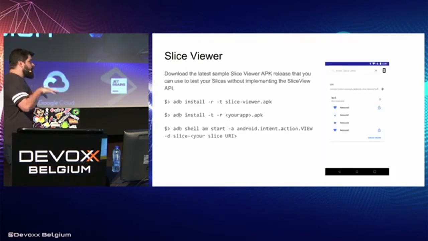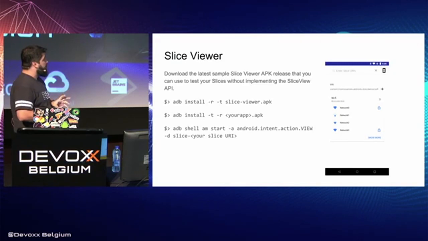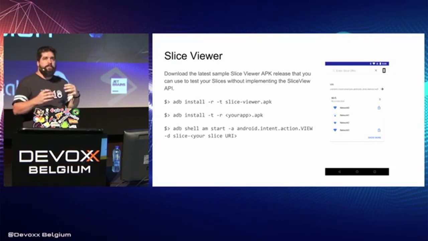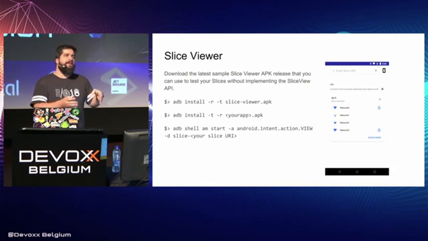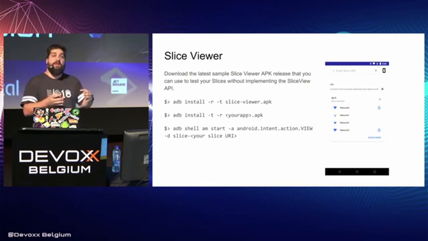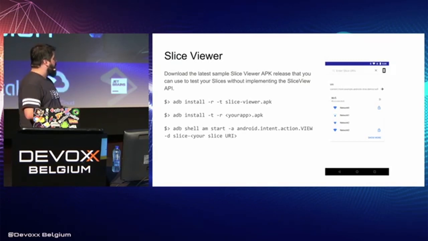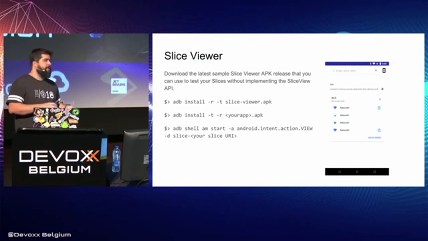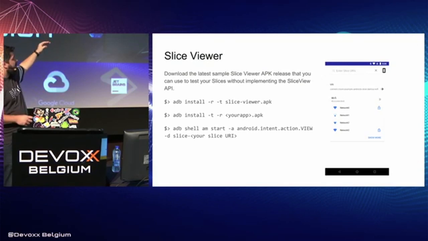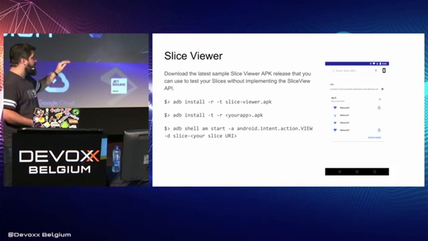So to test on the emulator, the only thing we need before is to download the slice viewer. It's an application that we developed so you can emulate the slice behavior and test. There are some commands, and these commands are in our documentation, so don't worry about taking pictures or copying. But just to show, it's 3 lines of commands because you can install using ADB. So basically, it's nothing complicated. In like 1 minute, it's ready to go.